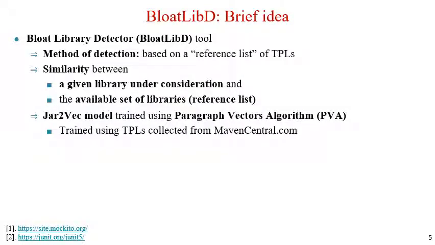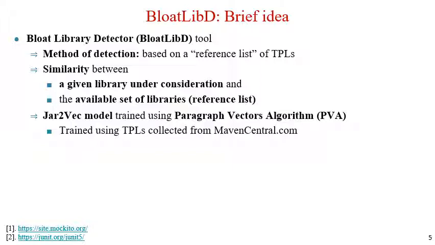So BloatLibD, a brief idea of it is that the method of detection is somewhat similar to comparing a certain library with a reference set of libraries. But this it does in an automated manner, which helps us save a lot of time and also perform this task efficiently. Also, how is that comparison done? That is the central idea of this presentation.